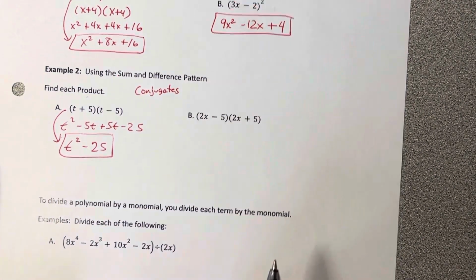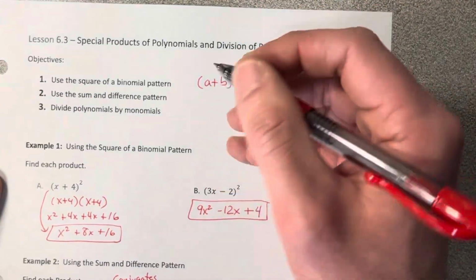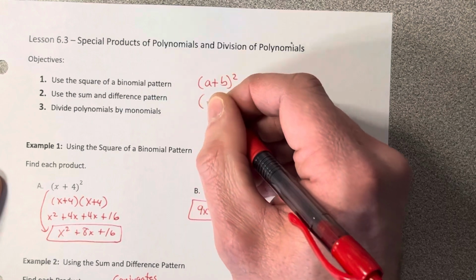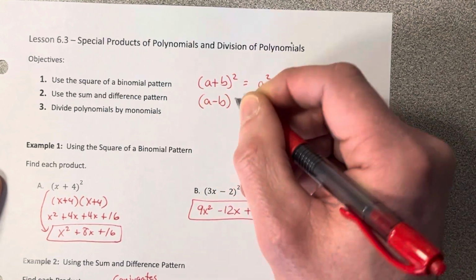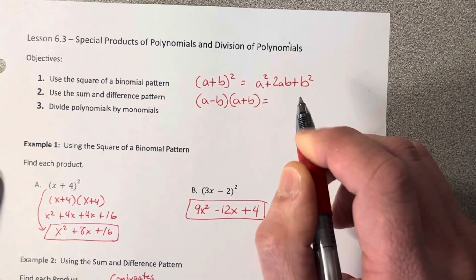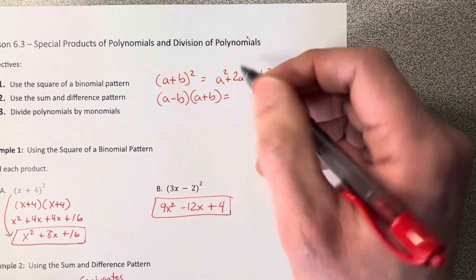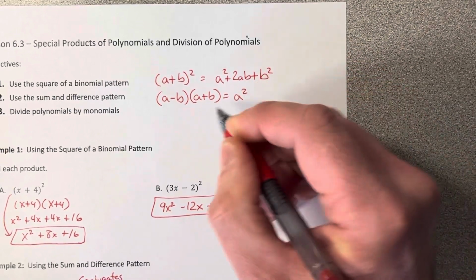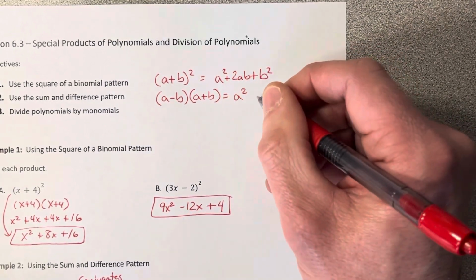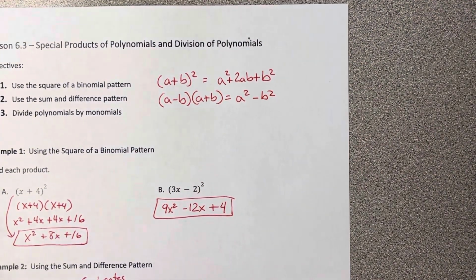So let's go up here and write that pattern down as kind of a formula. If you have conjugates, you have A minus B and A plus B. Then the middle stuff you don't have to worry about. You're just going to have the front times the front and the back times the back. And that's all there is to it.